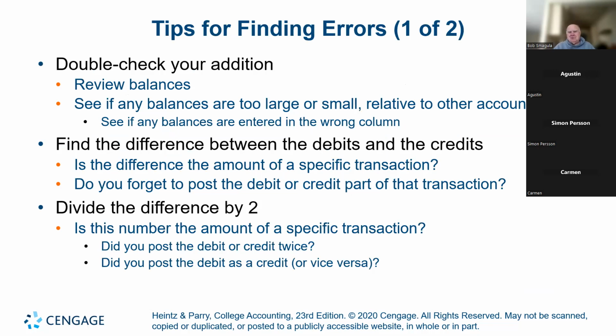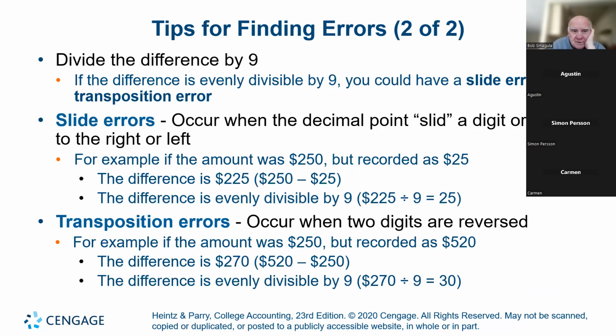Tips for finding errors. I'll let you look at this on your own. You'll learn these tricks. Divide the difference by 2. That might help it pop right out for you. But here's the one I am going to talk about, because I used this a lot in the old days. And even though you're using computers now, you still are going to have the opportunity to use the difference by 9 trick, okay? Here we go. If the difference is evenly divisible by 9, you probably have what's called a transposition error. You took a number and you transposed it. Slight error, let's look at the transposition here.